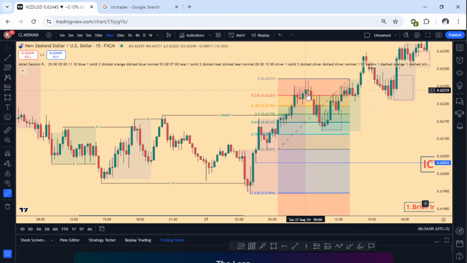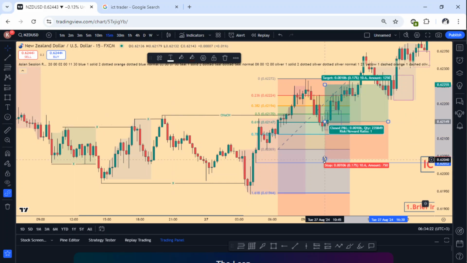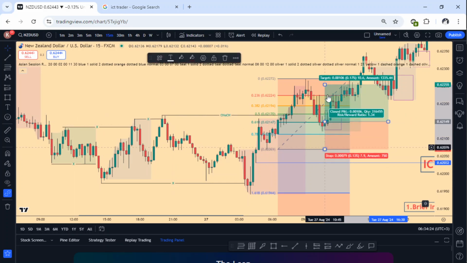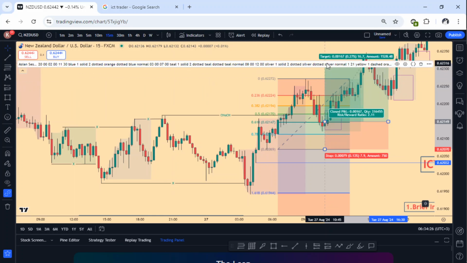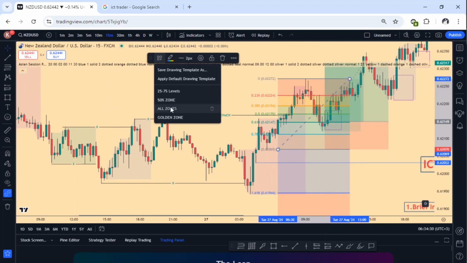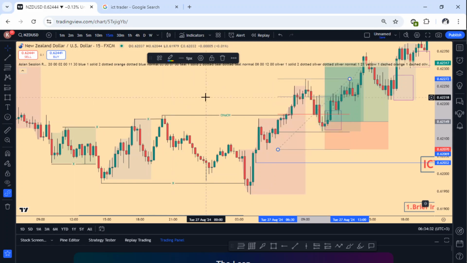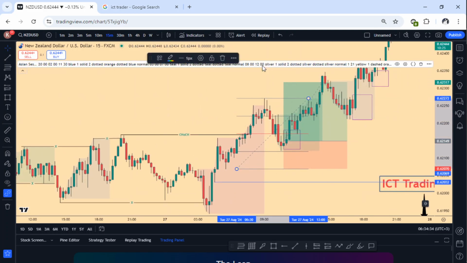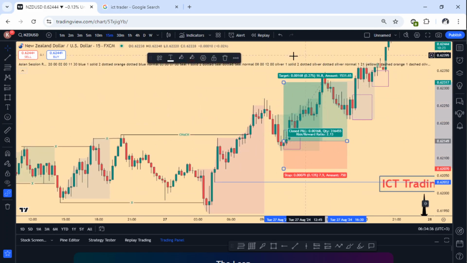They look for a pullback into 61.8% here and 79, as you can see. So after that they'll place their trade like this. This is the zone, and then maybe cover the lows and take a 1 to 2 or a 1 to 3 depending on what they like. So that is an example of OTE, optimal trade entry.